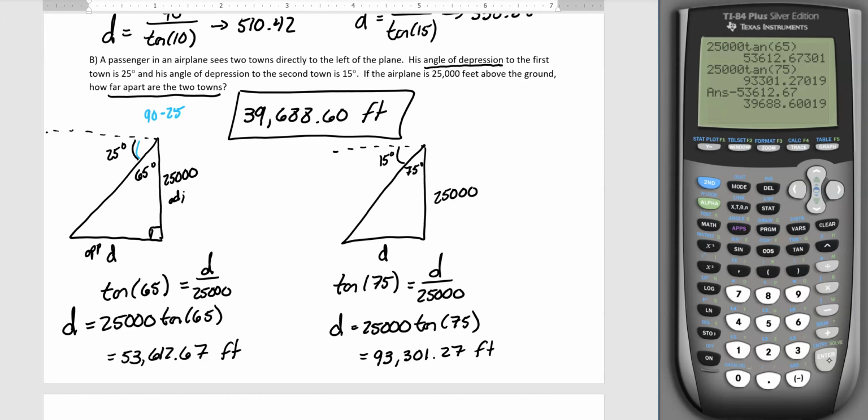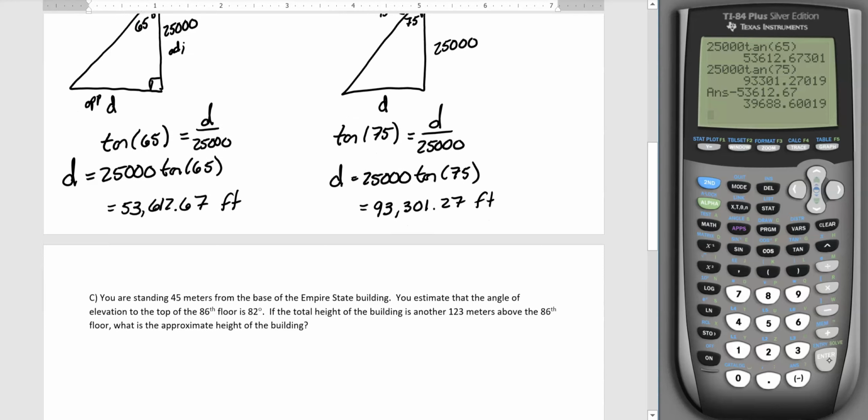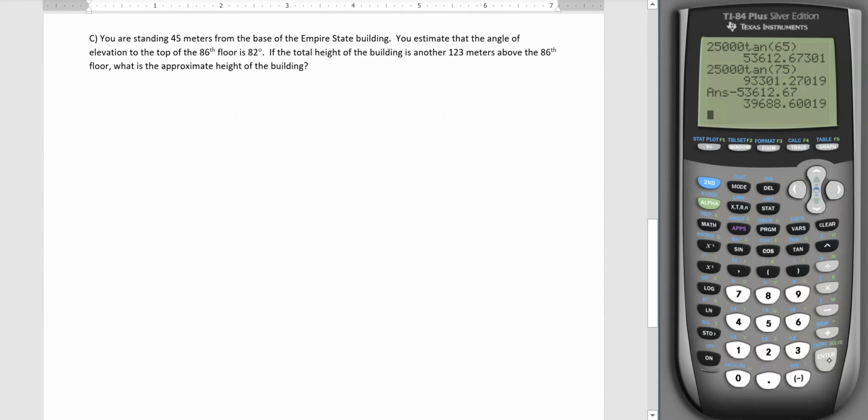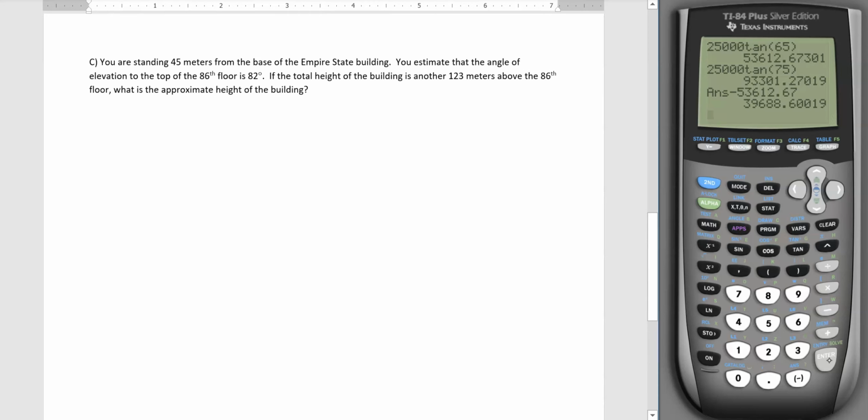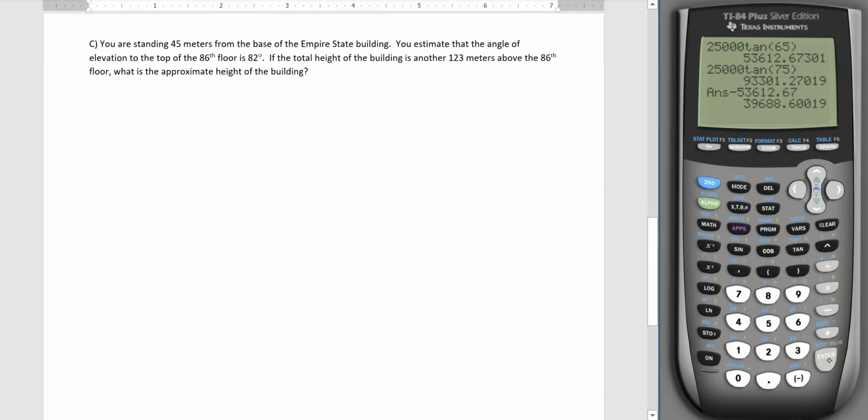Awesome. Gosh, great problems. I love those two problems. All right. Last one here, letter C. You are standing 45 meters from the base of the Empire State Building. You estimate that your angle of elevation to the 86th floor is 82 degrees. If the total height of the building is another 123 meters above the 86th floor, what's the approximate height of the building? Okay, definite picture time.